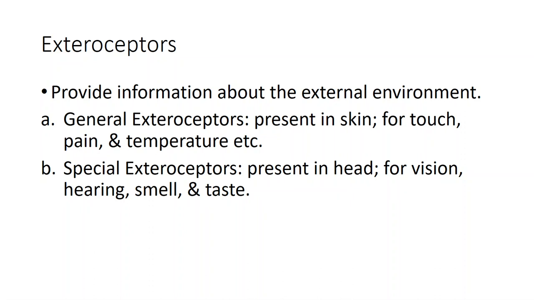Exteroceptors are subdivided into general exteroceptors that are present in the skin. They include touch, pressure, pain, and temperature receptors. The special exteroceptors present in the head are represented by the receptors for vision, hearing, taste, and smell.